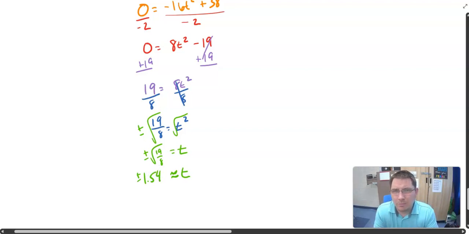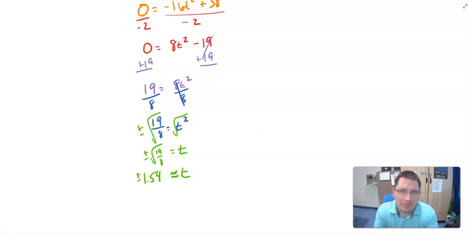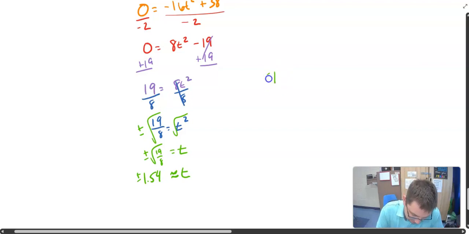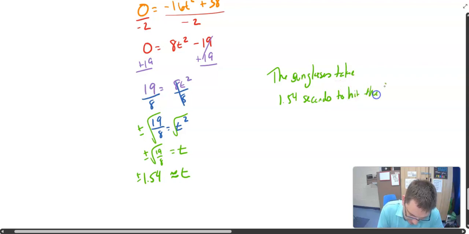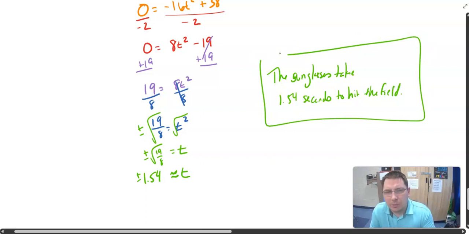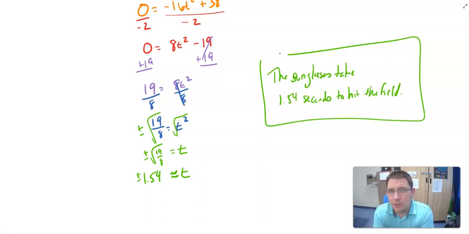But remember that we're dropping something on the ground here, so we can't have it hit the ground before we release it. And so the negative answer does not make sense here. And so our final answer here is the sunglasses take 1.54 seconds to hit the field. And so this is our final word answer here. In a problem like this, again, we're going to plug in for h what height we're going to. And again, if we're going to the ground, or if we're going to the water, our height above that is 0 at that point. And so that's the height that we're going to.